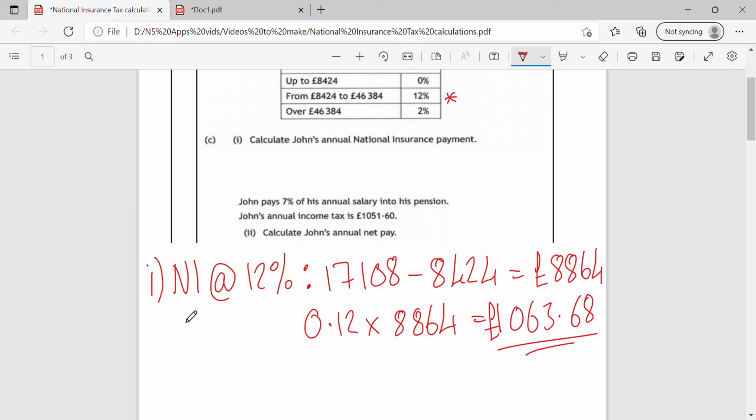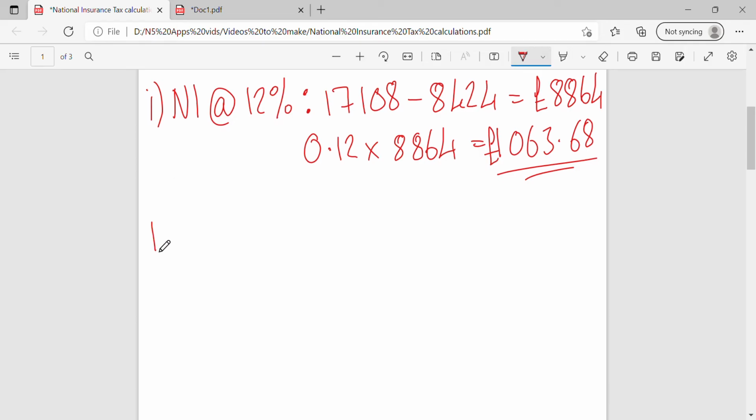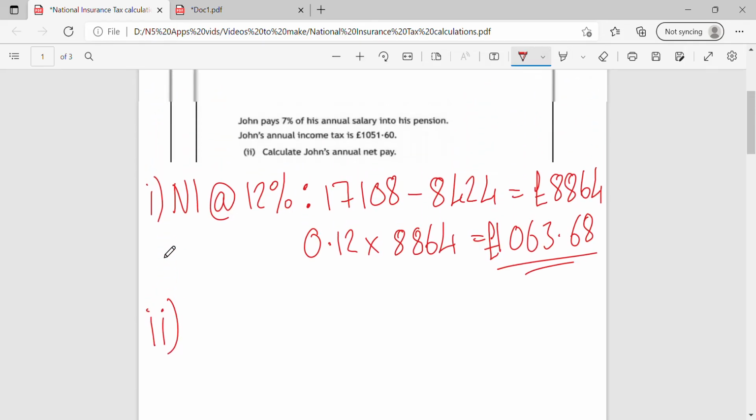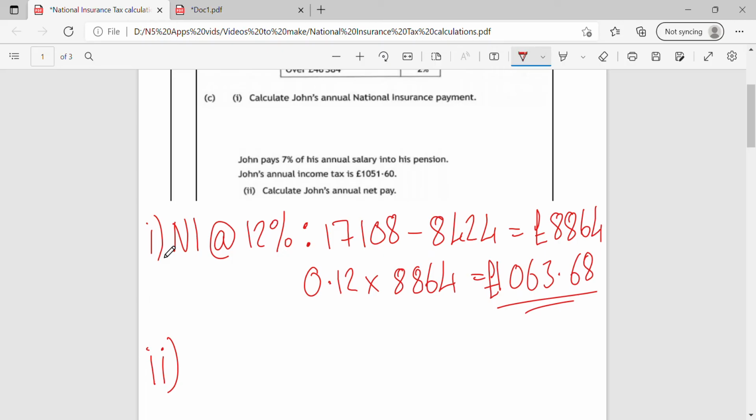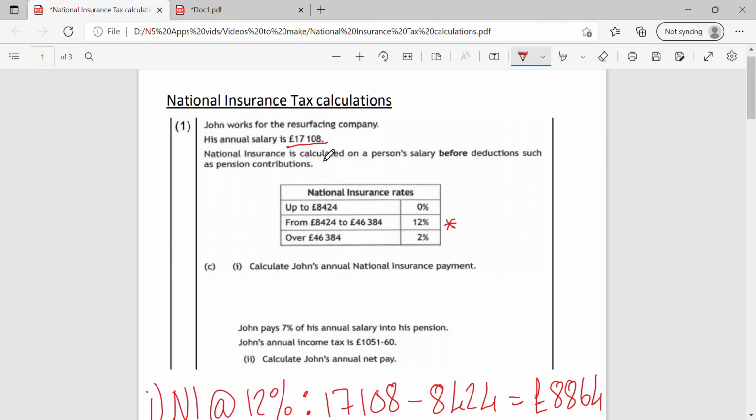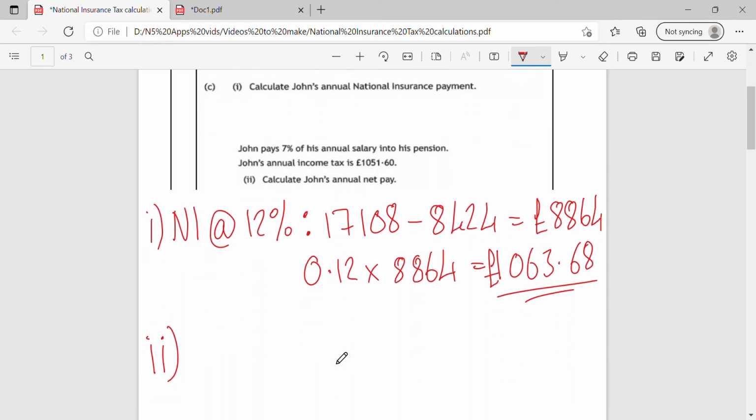Part 2 is working out the person's net pay. Now we need to remember that net pay, so we've got 2 words, gross and net. A person's gross pay is how much they get before any deductions. So that is this amount up here, his annual salary. And then net pay is minus any deductions. So it says that he pays 7% of his annual salary into his pension, and he pays income tax. So we need to subtract off income tax, pension, and the national insurance from the question before. Now that's important. Please make sure that you don't forget to subtract off the national insurance that you've calculated previously.